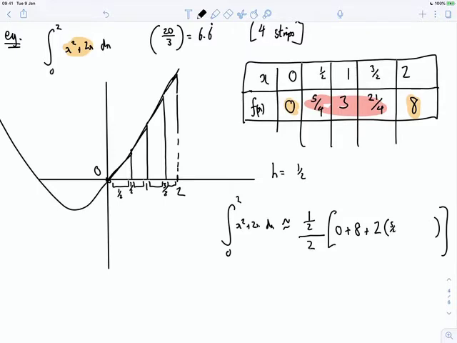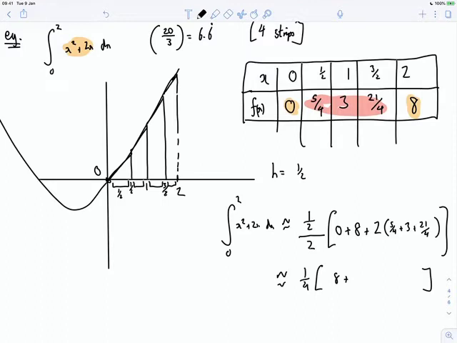So 5 quarters plus 3 plus 21 quarters. Okay, so let's deal with this. A half of a half is a quarter. 0 plus 8 is 8. 5 quarters plus 21 quarters is 26 quarters.